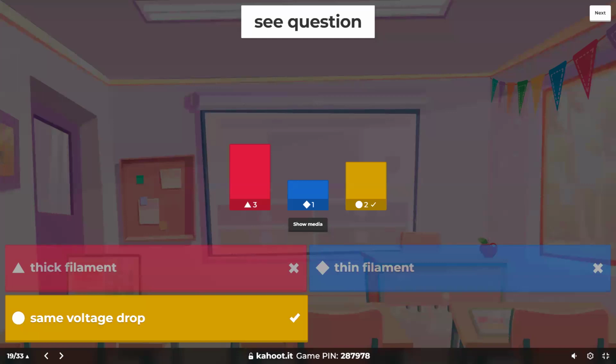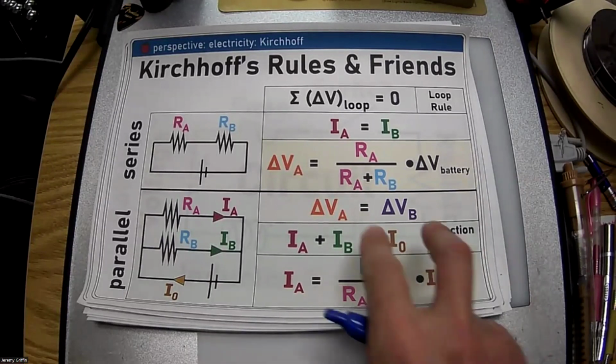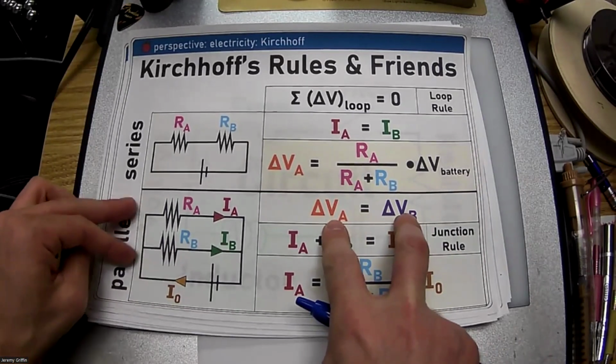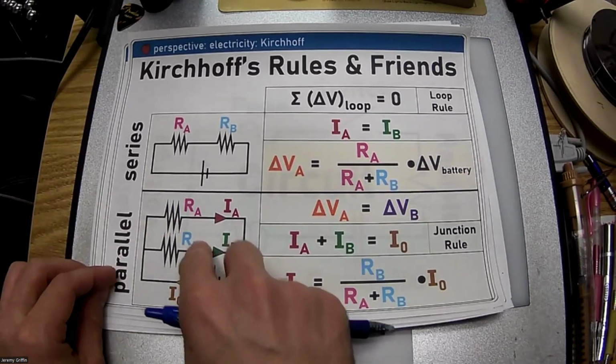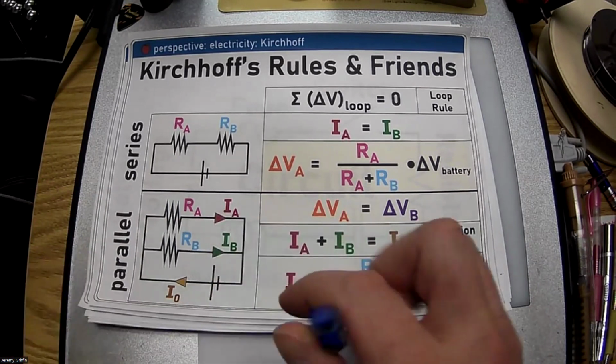Ooh, two winners. It's the same voltage drop. Let's see, where's that on this page? Yeah, that's this row right here. Look, two resistors in parallel, always the same voltage drop, even if they're different resistances.